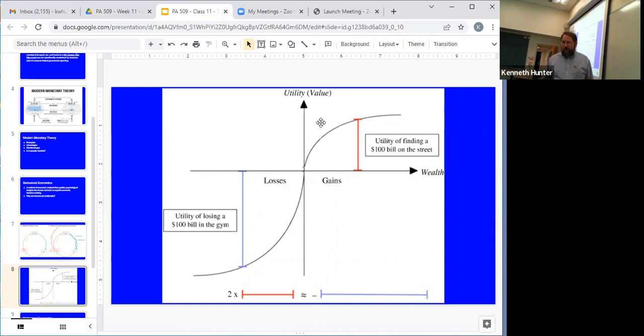Not that I have any experience with that. I stick to horses. But are there any questions with respect to this model?